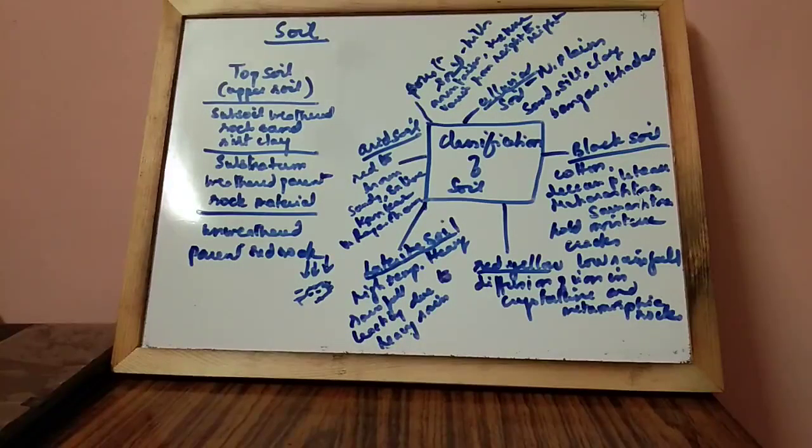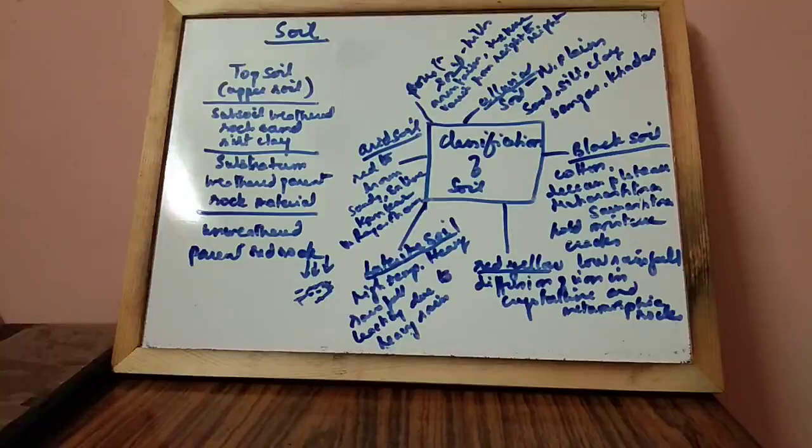So laterite soil is found in the regions of high temperature and heavy rainfall. So what happens when there is a heavy rainfall? The top layer of the soil is washed off, carried away by the water. That is what is meant by leaching. So because of that leaching, you find here the laterite soil is formed. This soil has low humus content because the bacteria, that is decomposers, get destroyed due to high temperature.